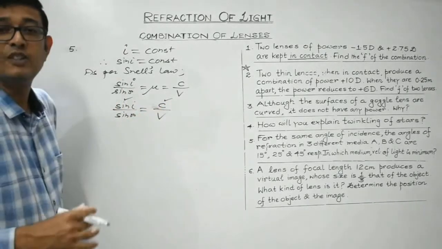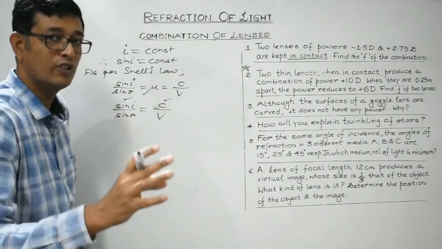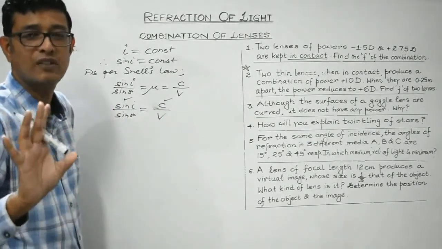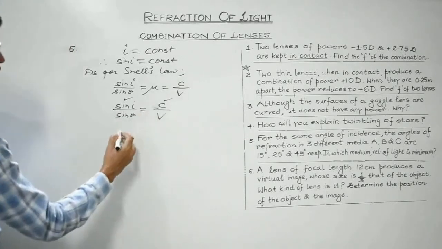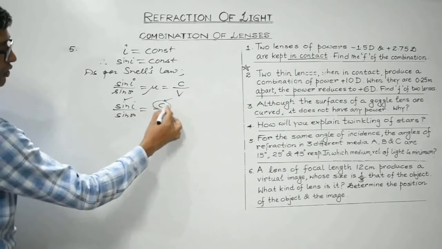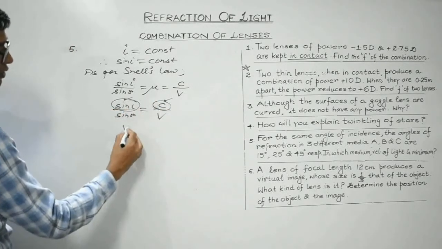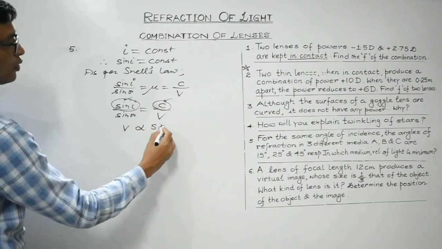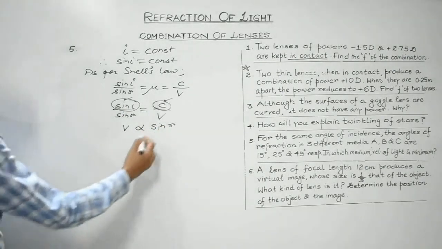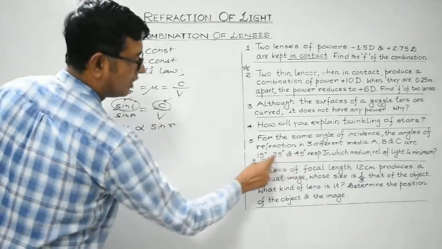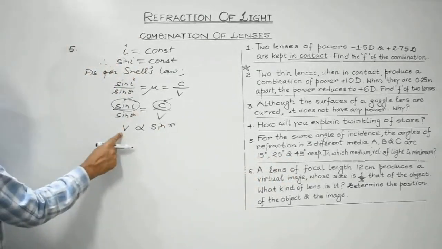C is the speed of light in air or vacuum, which is 3 into 10 raised to 8 meter per second, which is constant. So, from this, what we get is C is constant, sin I is constant. From this, we can conclude that V is directly proportional to sin R. So, when the angle of refraction is minimum, in that medium the velocity is also minimum.